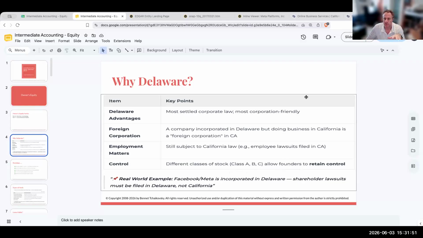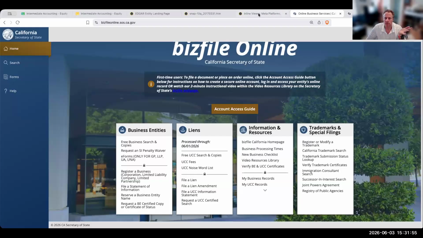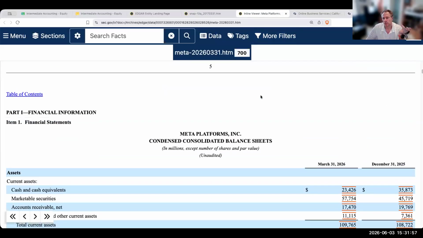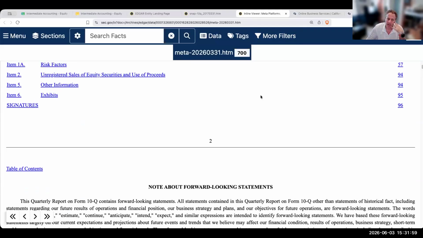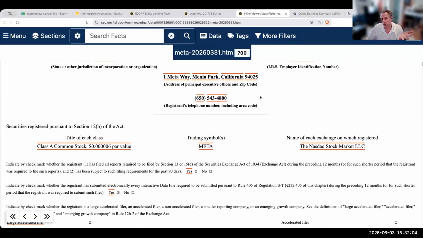Now, one of the other things here is that when it comes to some basic overviews of corporate law that we have to follow, this is really going to be a matter of state law.